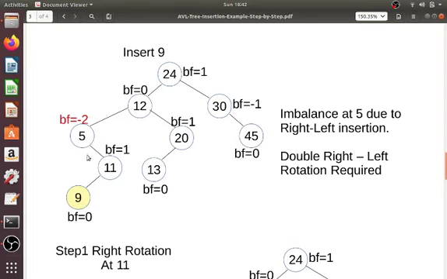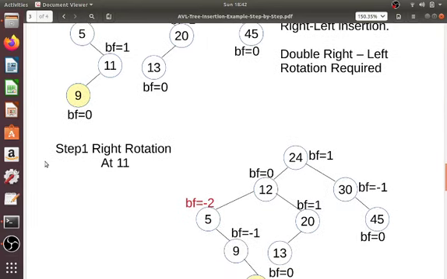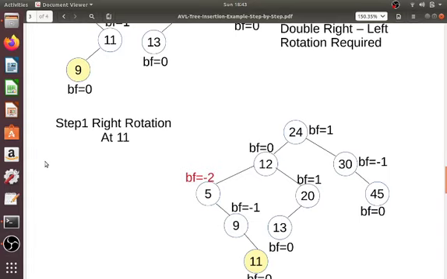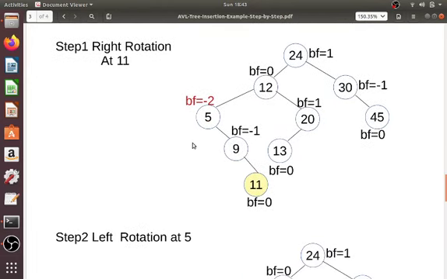So to restore the balance factor at 5, we will require a double right-left rotation. That is, we will have to carry out the right rotation at 11 as step 1, and then we will do the left rotation at node 5. After the right rotation at 11, the resultant subtree is this. The balance factor values at this stage in this subtree are immaterial as this is an intermediate stage.